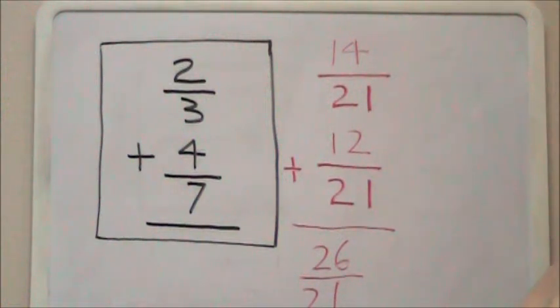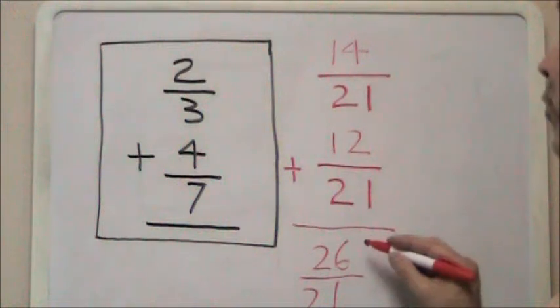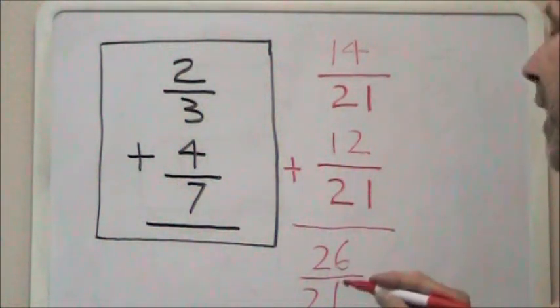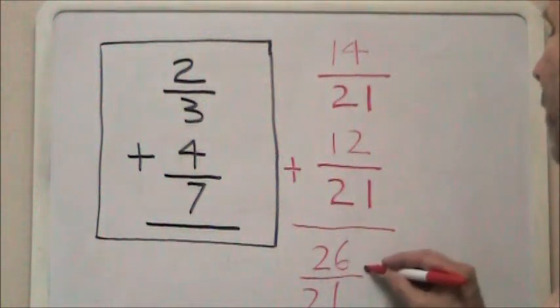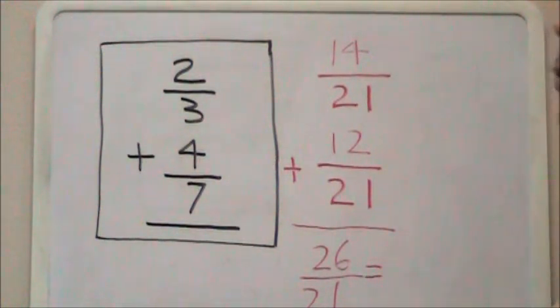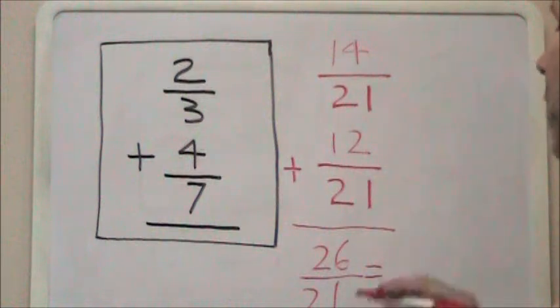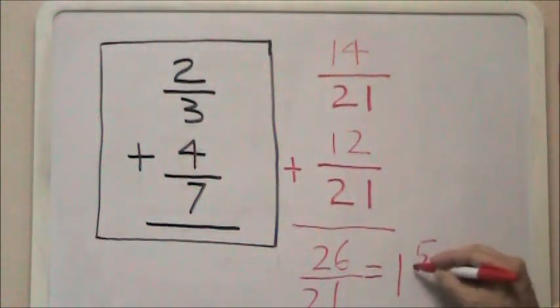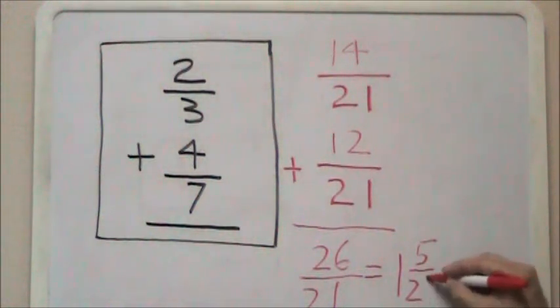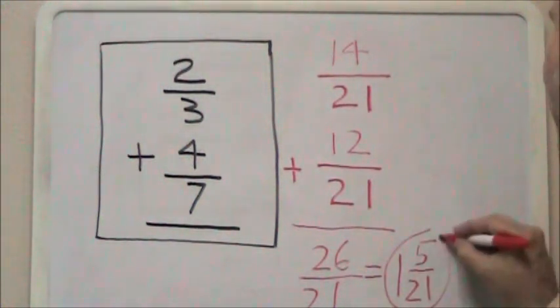This is an improper fraction since 26, the numerator, is greater than 21, the denominator. Usually you're asked to change it back into a mixed number. You ask yourself, how many times does 21 go into 26 without going over? It goes over once, with 5 left over, for a final answer of 1 and 5/21.